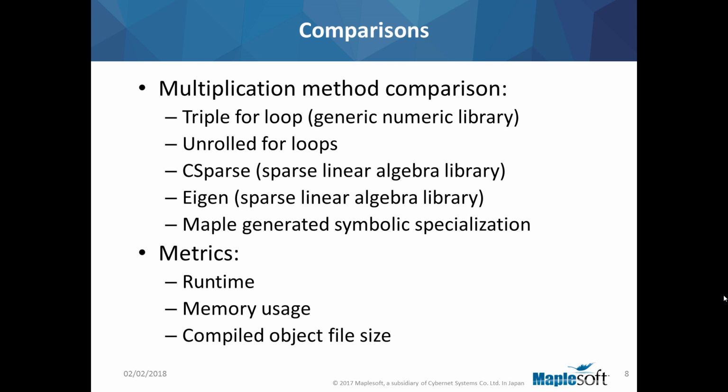What I wanted to do is compare different ways of doing this multiplication. There are a few methods that I looked at here. One is just a triple for loop. I tried unrolling those for loops so that the compiler could do more optimizations. I looked at two sparse linear algebra libraries, Sparse and Eigen. And finally, I used Maple to generate symbolically specialized code for this application. To compare them, I looked at three different metrics: the runtime, the memory usage, and the compiled object file size. This gives us a good idea of what the trade-offs are between the algorithms.